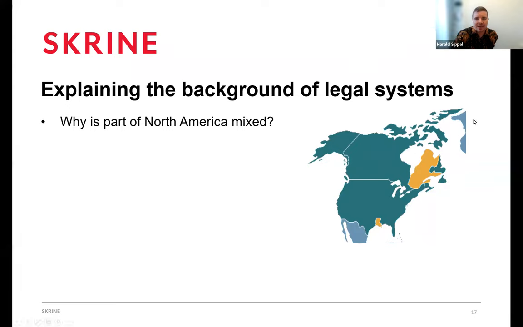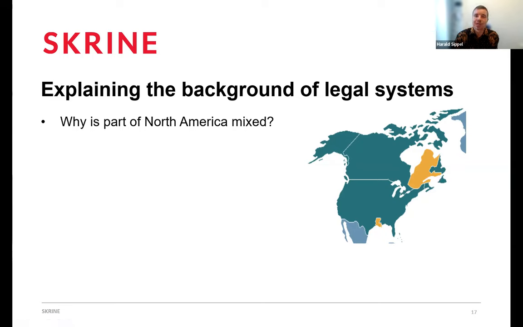But they weren't the only ones there. Part of it in the South was Spanish, at least for some time. And part of it down here, this small thing, Louisiana, is named after a French king, Louis. I forgot which one, it doesn't matter, but it used to be French. And this is why they still have some elements of civil law, which are in French. Quebec up here, we have the same story. It used to be French.